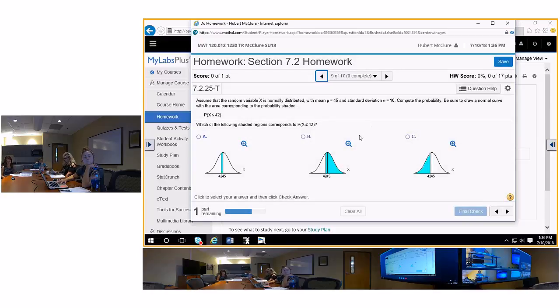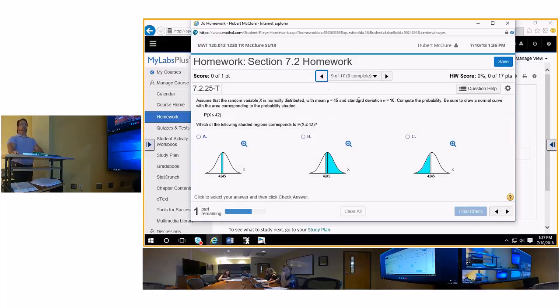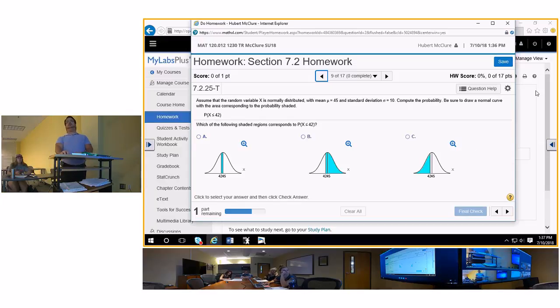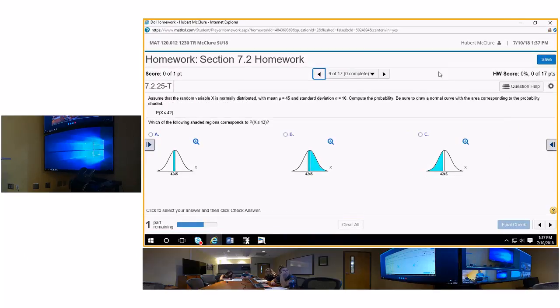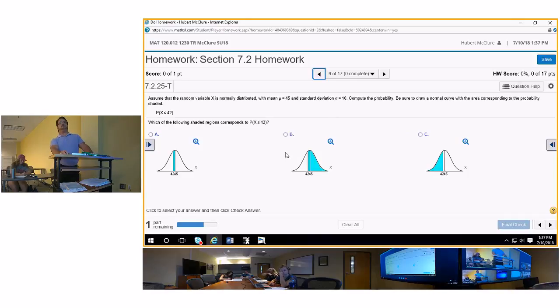All right, write that question down. It says, assume that a random variable has a mean of 45 and a standard deviation of 10. Draw a picture, 45, standard deviation of 10. Be sure to draw a normal curve with the area corresponding. They want to know the probability of test scores below 42, equal to or below 42.